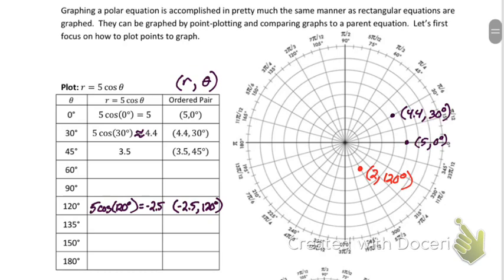I'm sorry, that'd be negative 2.5. I don't know, I wasn't looking at my thing. That was negative 2.5, 120 degrees. Yes? I'm so confused why you go the wrong way even with positive.